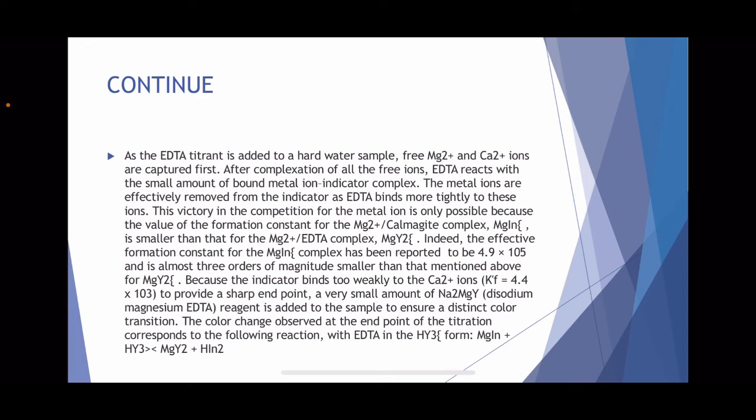Because the indicator binds too weakly to the calcium ions to provide a sharp endpoint, a very small amount of disodium magnesium EDTA reagent is added to a sample to ensure a distinct color transition. The color change observed at the end of the titration corresponds to the following reaction with the EDTA in the H2Y form.